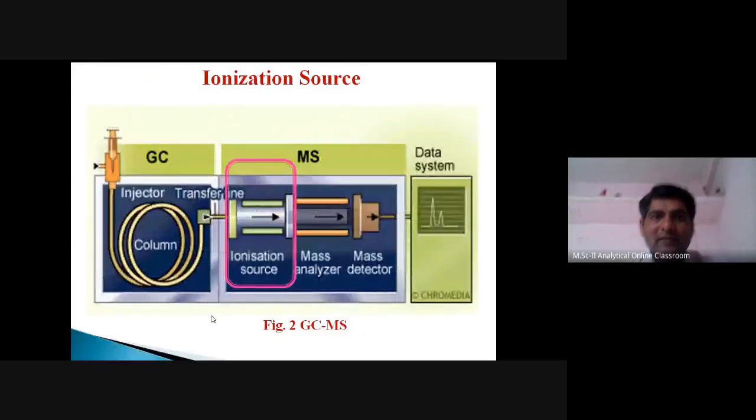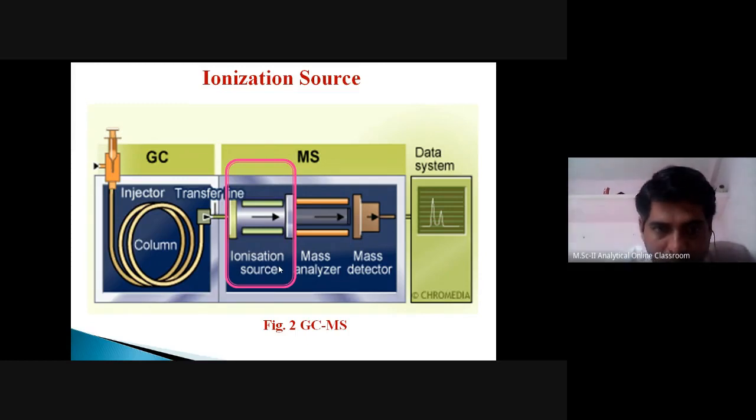Now the next part is the ionization source. Now this part is done: transfer line or interface. This pink part is very important in mass spectrometry. It is called the ionization source. So ionization source means what? Where the formation of ions will take place.